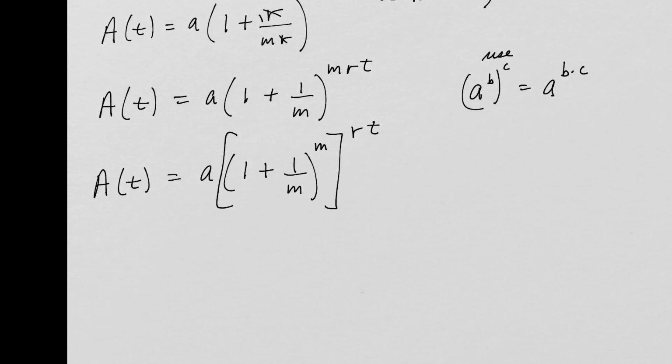Okay, so I'm just using that rule. Right, it's called the power rule of exponents. I'm using that backwards. All right, now why did I do that? Because look at the term that's in the square brackets now. That should be really familiar.